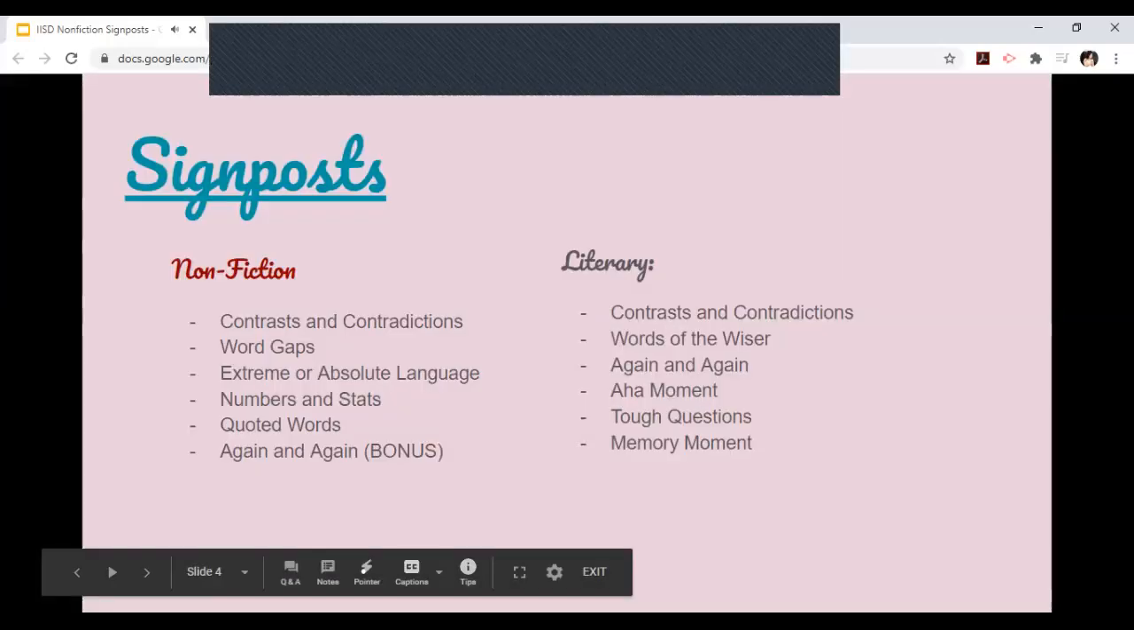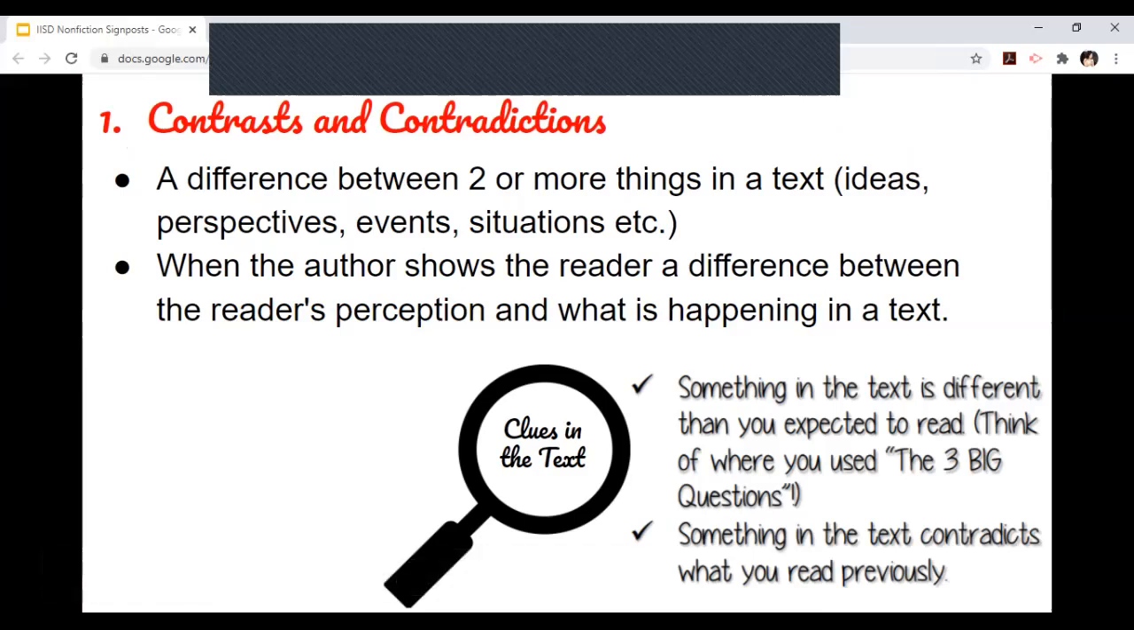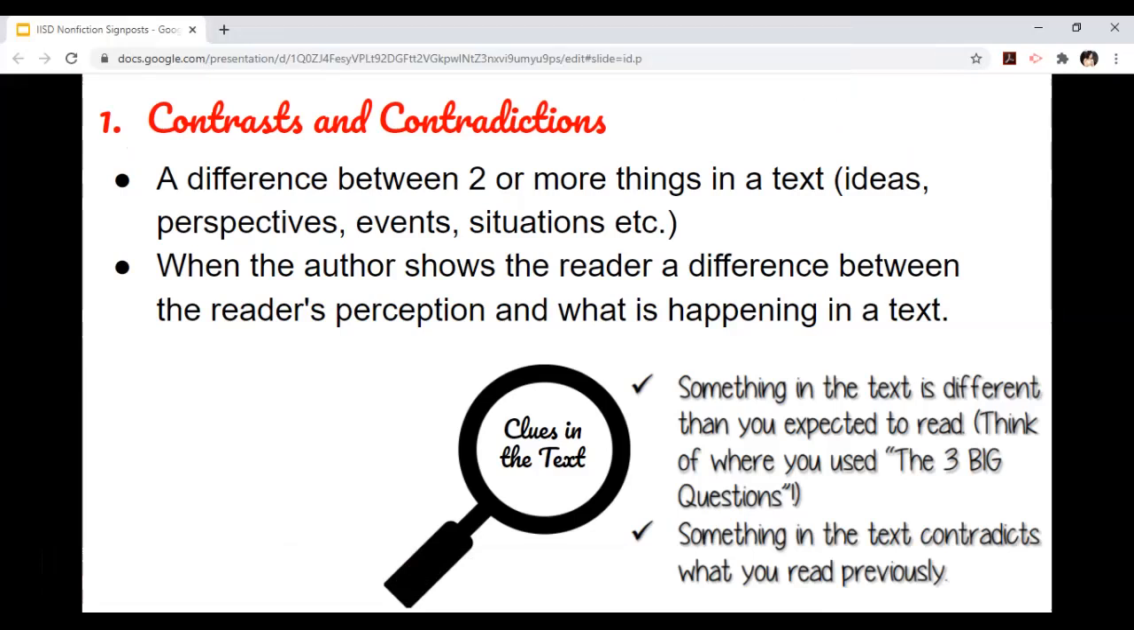Okay, so hopefully that was a good little intro to contrasts and contradictions. This is very similar to the organizational patterns that we talked about last week of compare and contrast, and sometimes of cause and effect. Contrasts and contradictions are a difference between two or more things in a text, and it's when the author shows the reader a difference between the reader's perception and what is actually happening in a text. So basically what we expected to happen and what really happened. Expectations versus reality. This is also a form of irony of when our expectations don't match reality.